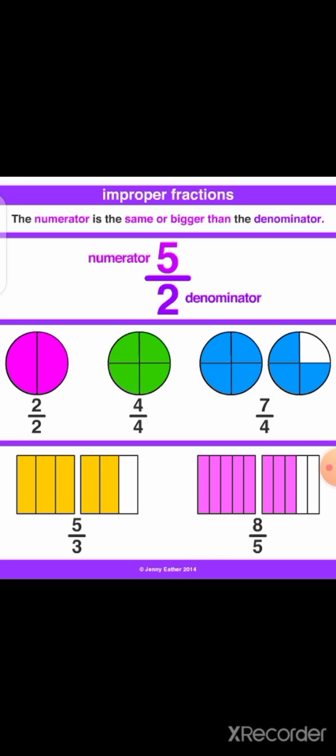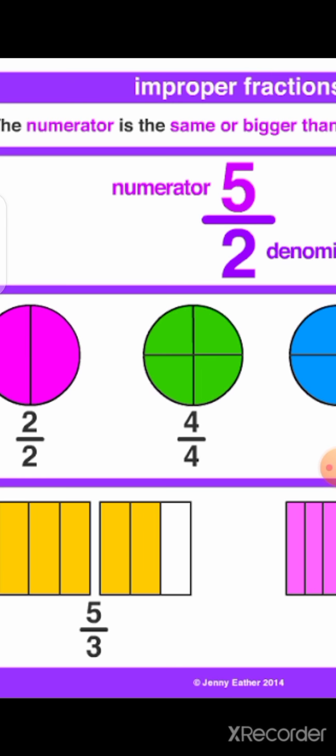If you look at figure number 1, this one circle is divided into two equal parts, and the whole circle is colored, so two parts out of 2. 2 over 2 means whole. So this is an improper fraction. The second circle is divided into four equal parts and all four parts are shaded. So 4 over 4. 4 over 4 is also an improper fraction.